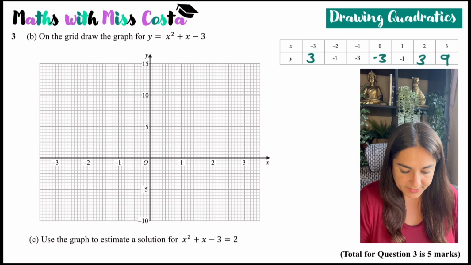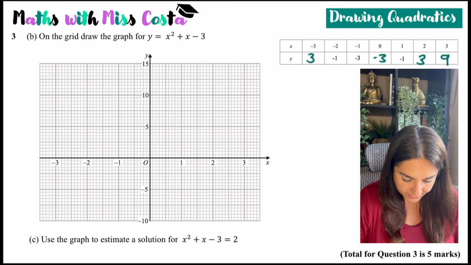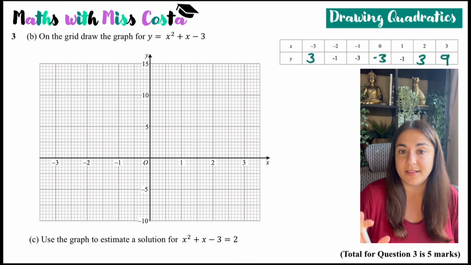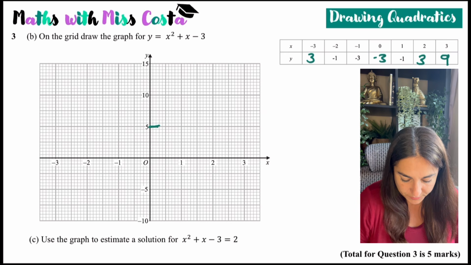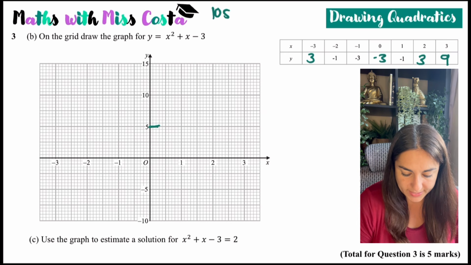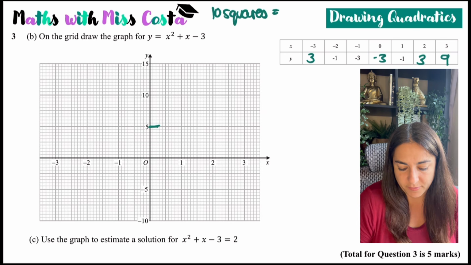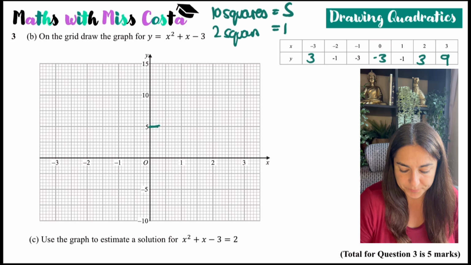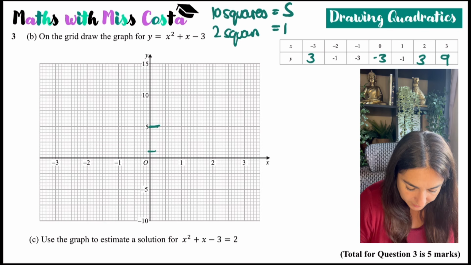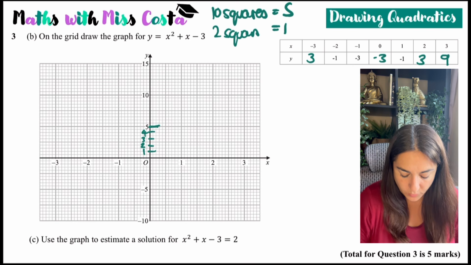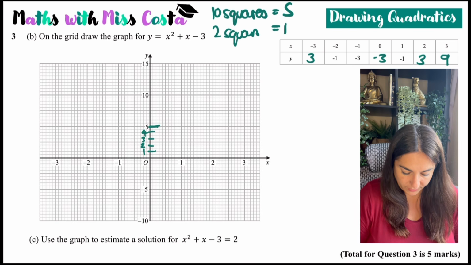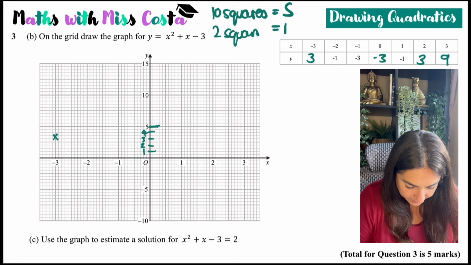So let's start plotting. We've got minus 3 and 3, and let's look at the scales. Always look at the scales. So this is 5, which means that you've got 10 squares making up 5, which means that 1 is going to be 2 squares. So that's going to be 1, 2, 3, 4. So minus 3, 3 is going to be here.